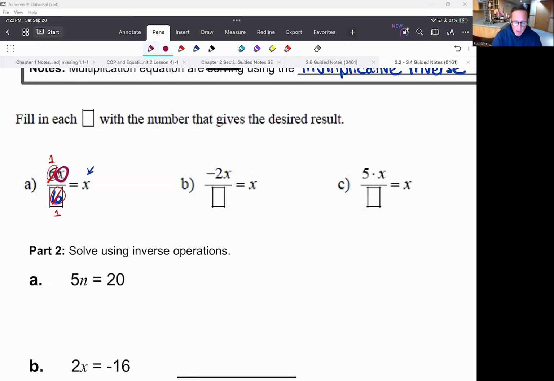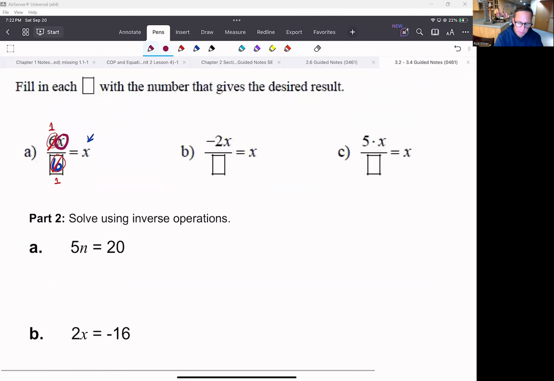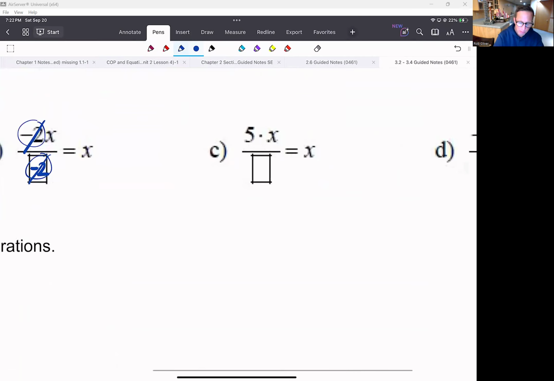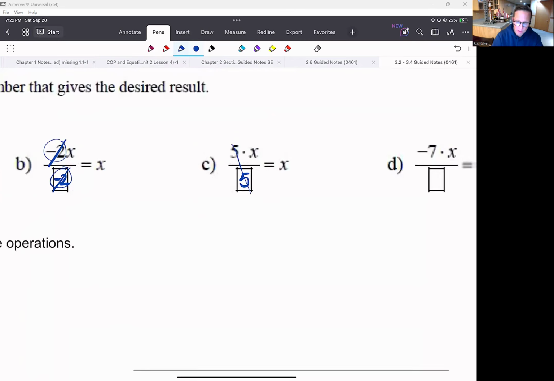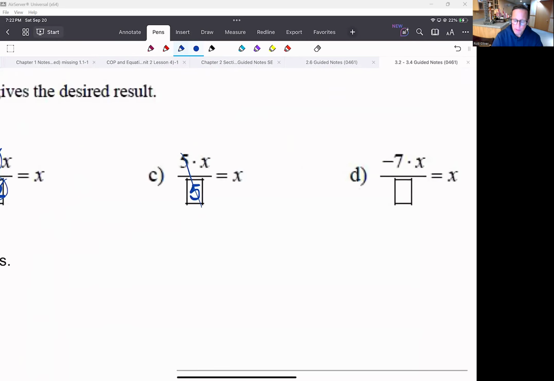Notice how all that's left there was an x. On B right here, what do we do so that we're just left with x? The thing that we have to divide by is -2. -2 divided by itself is 1, so you get 1x, which is the same thing as just x. The multiplicative inverse of this one is, you probably guessed, 5. Those cancel, and you're left with x. Right here, the multiplicative inverse of example D is -7.